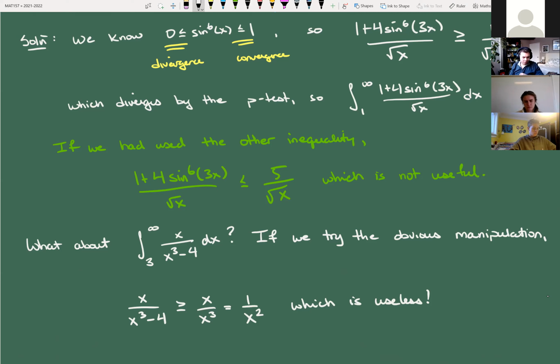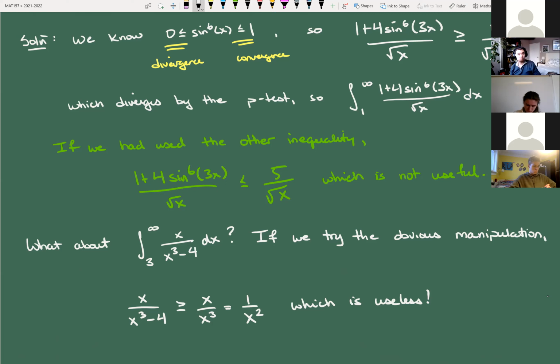F of 3 and g of 3, where g is equal to 1 over x squared. It's too hard to write. My idea was, if we compare x divided by x cubed minus 4 to 1 over x squared, for example their derivatives, and then we compare them at 3, we can prove that one is bigger than the other for every number, because we're comparing the growth maybe.